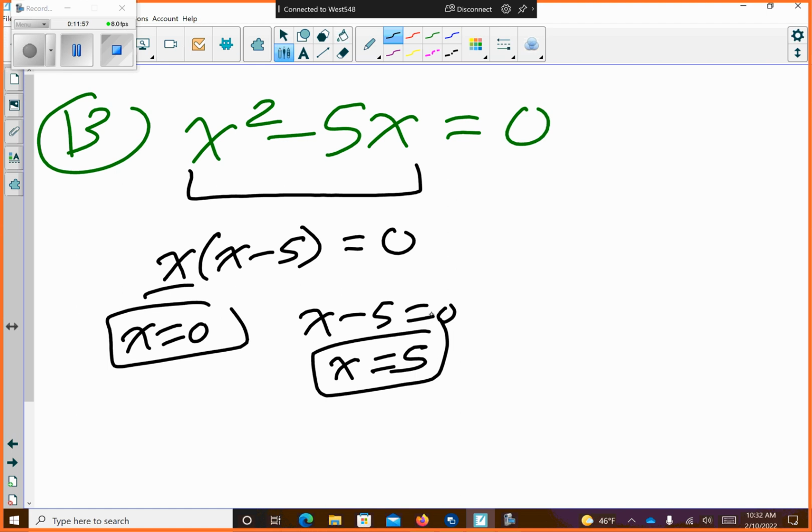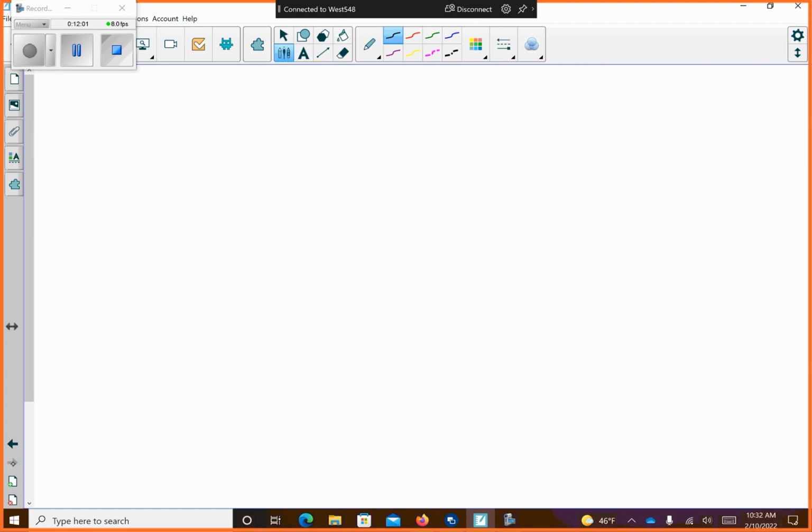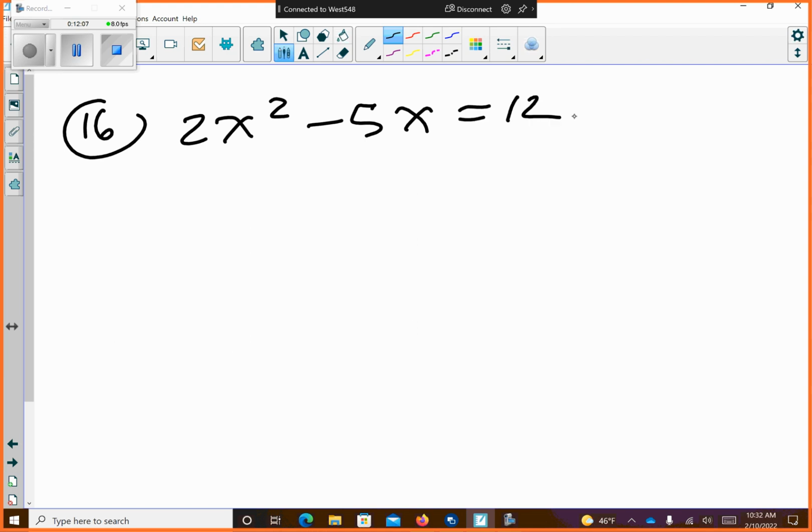All right. So, number 16. 2x squared minus 5x equals 12. Can I just start factoring this one? No, you can't. Why can I not start factoring it right now? Because it's not actually 0. Good. That's it. It's not equal to 0.